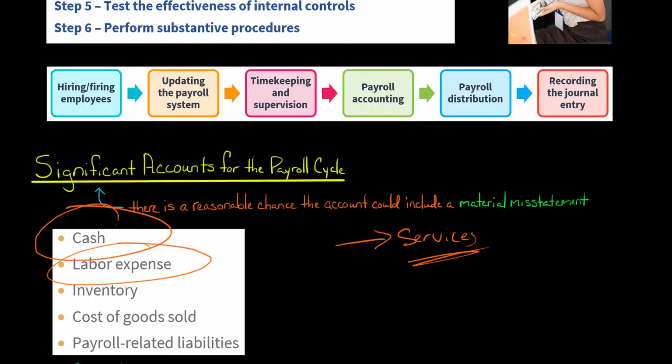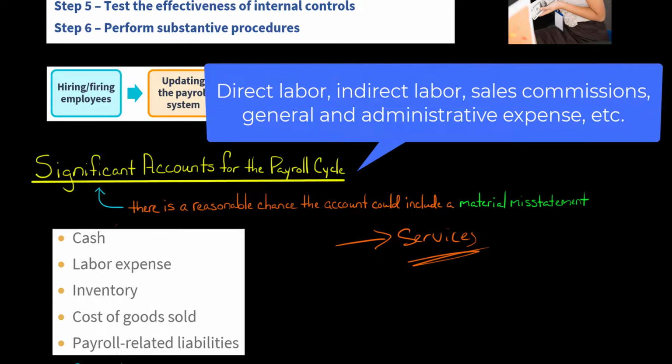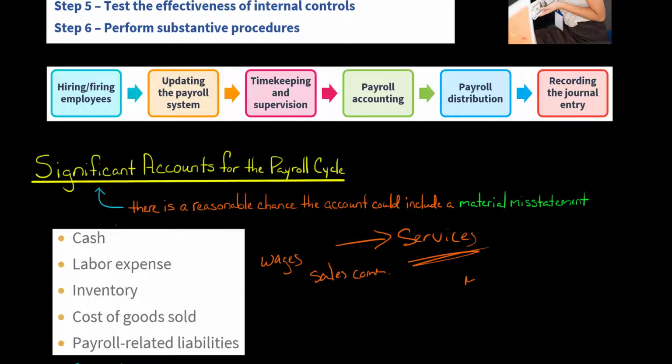We have labor expense, which actually, there are a lot of different types of labor expense, and that's going to be very important. Are we just talking about regular wages here? Are we talking about a sales commission? Are we talking about general and administrative expense? Is this an executive salary? If this is a manufacturing company, are we talking about a product cost or a period cost?